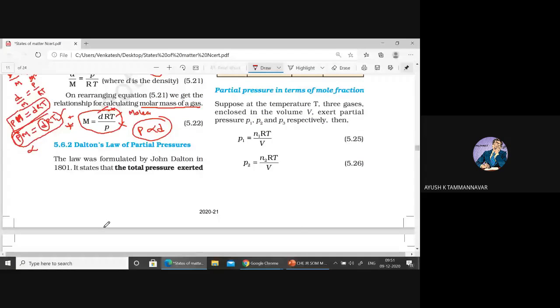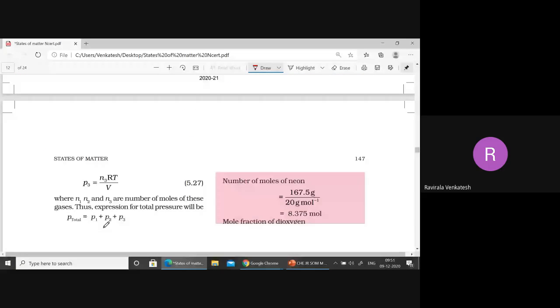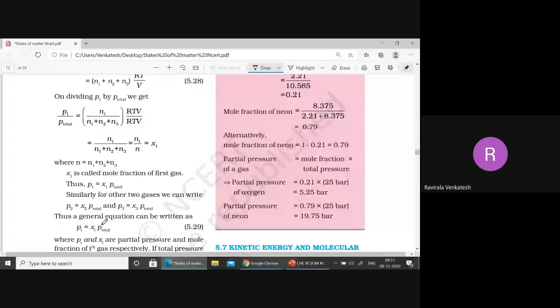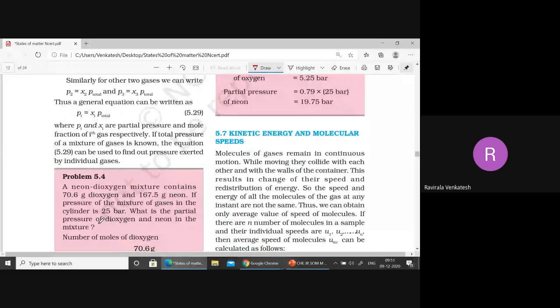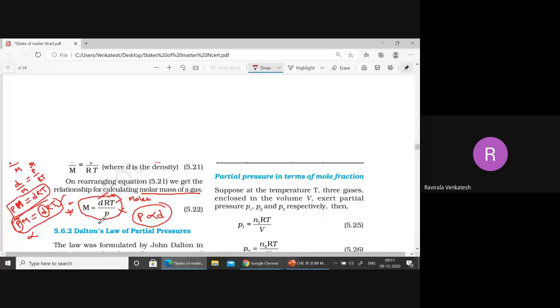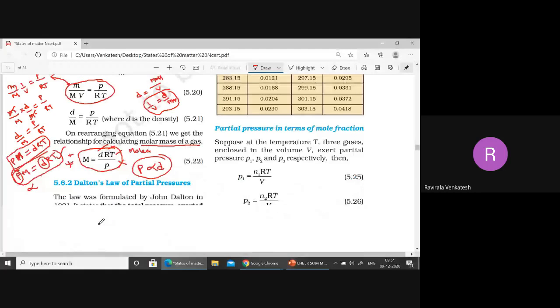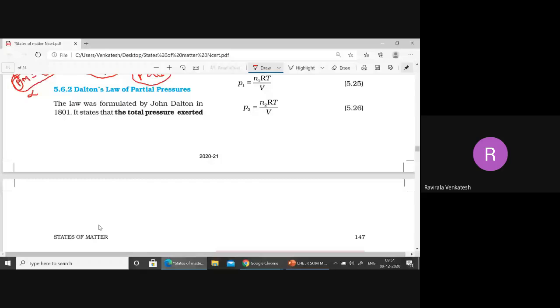Now, let me make a statement here only. Tomorrow we'll do all the problems. I will just make a statement about one more law, Dalton's law of partial pressure. Now, what is Dalton's law of partial pressure? It is a very, very simple formula.